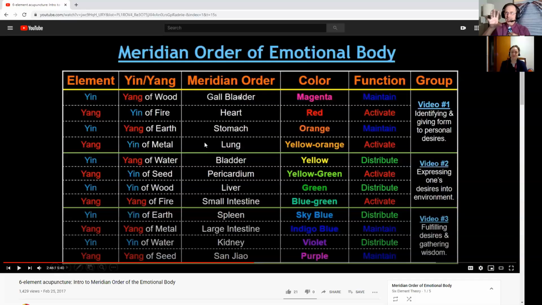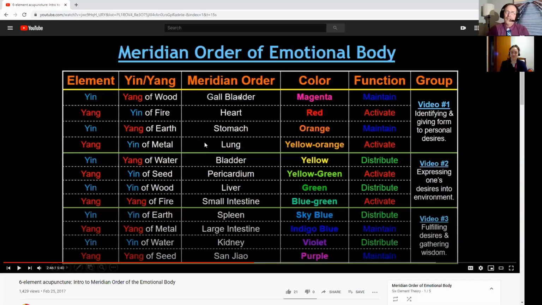Now I have to find a way to fulfill my desire. I started with total potential. Then my heart came along and said, I have a heart's desire now. Okay, let's give it form, stomach, lung. Now let's go find that desire. Okay, so the bladder begins to search. Where can I fulfill my desire?